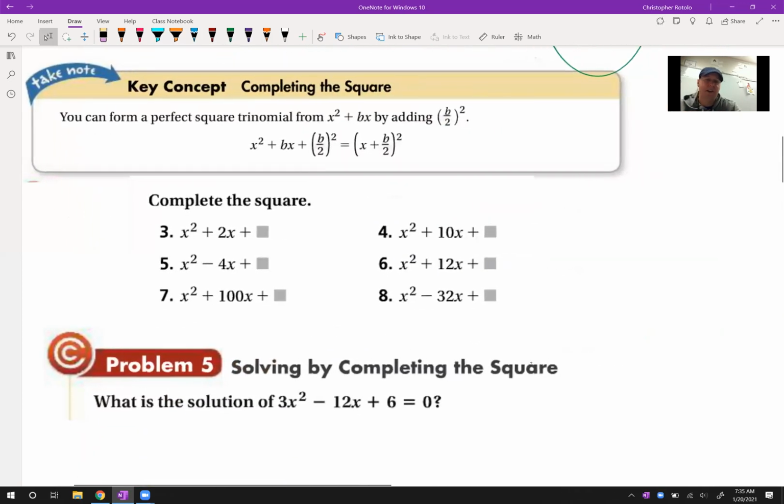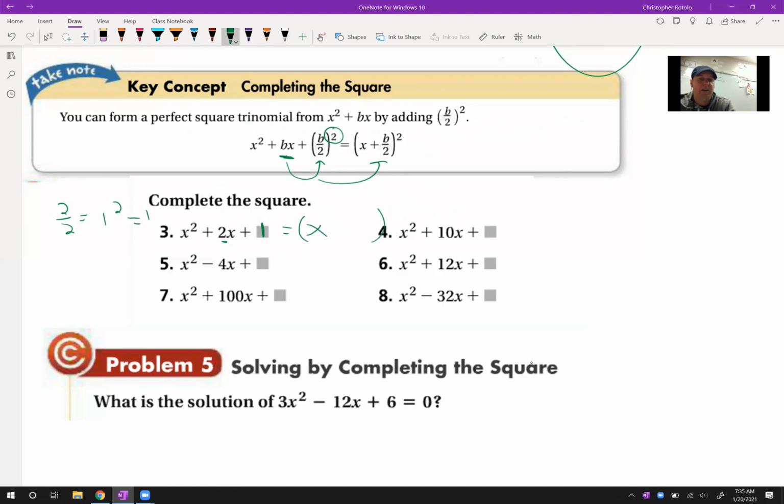All right, sorry. But here's what we're going to do. So this says you have a b value. You're going to take half of b and square it, and that gives you a binomial squared. In other words, a perfect square trinomial. So if I take 2, half of 2 gives me 1, and 1 squared gives me 1. So 1 goes here.